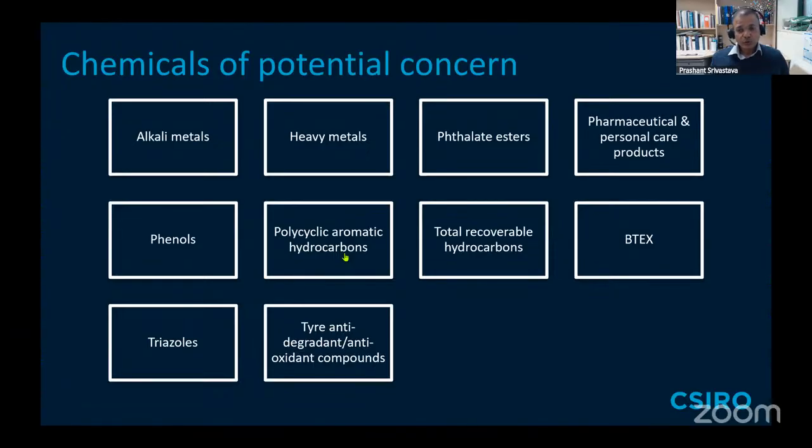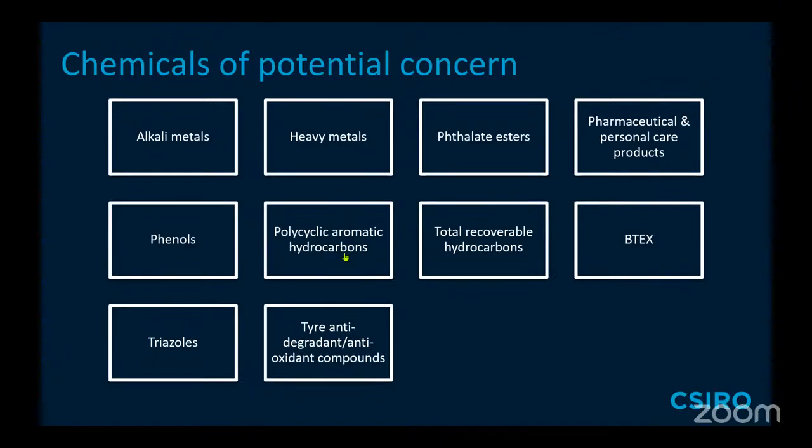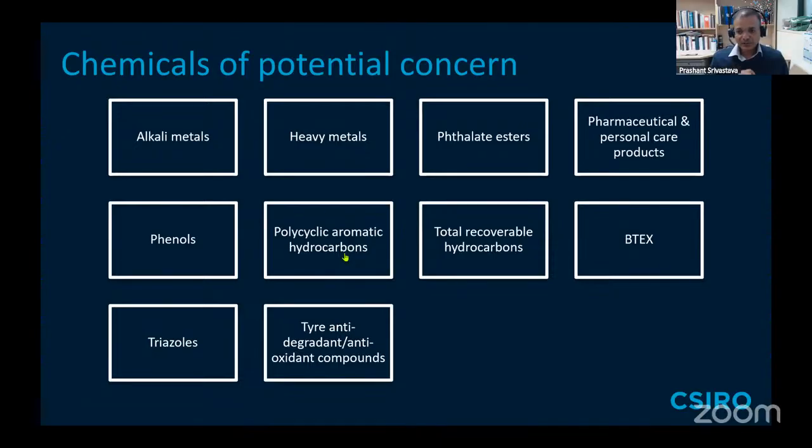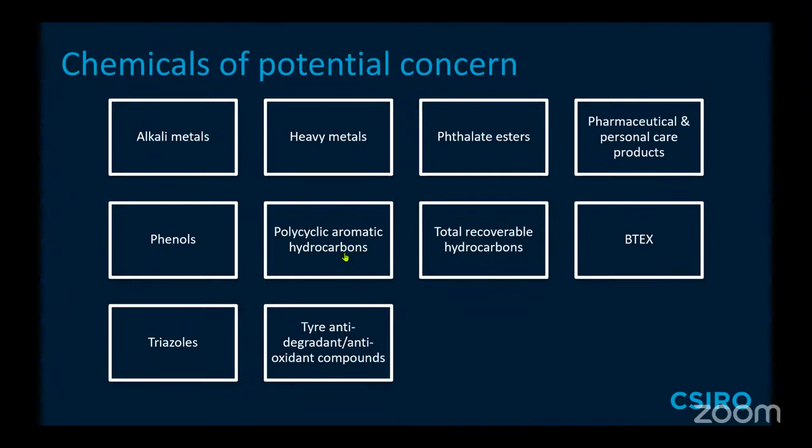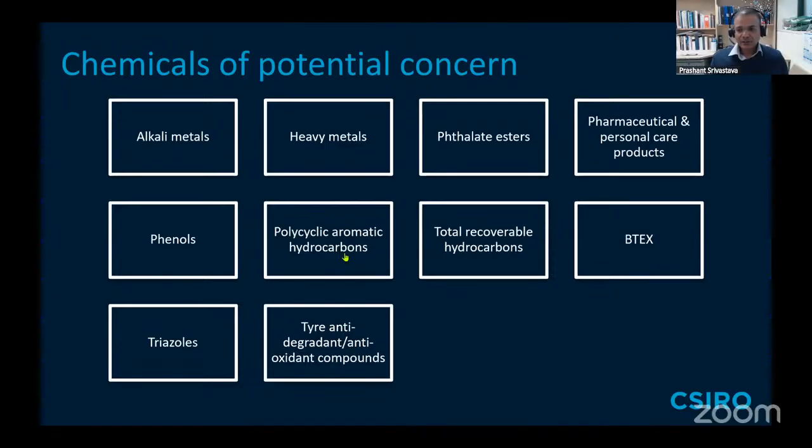We also looked for a chemical called 6-PPD, which is a chemical added to tires to stop them from breaking down. But what's really interesting is that when 6-PPD reacts with ozone in the air, it turns into 6-PPD quinone. And that byproduct, 6-PPD quinone, has been linked to fish mortality in some places. So even though it's not added directly, it is something we still need to keep an eye on.